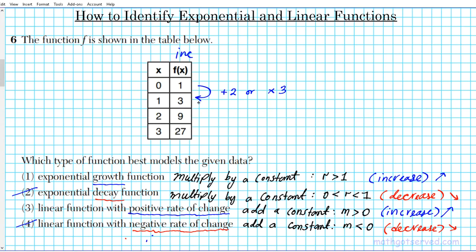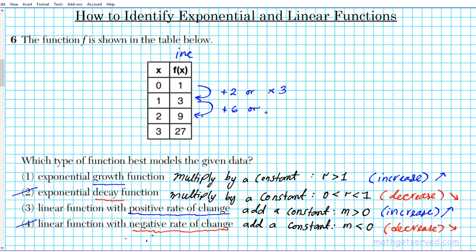If you go from 3 to 9, that's an addition of what? Addition of 6. Oh dear. We're not adding a constant. This is variable, so it cannot be a linear function with positive rate of change. So the answer is automatically option 1. Okay? All right, but let's go ahead and show the whole process.